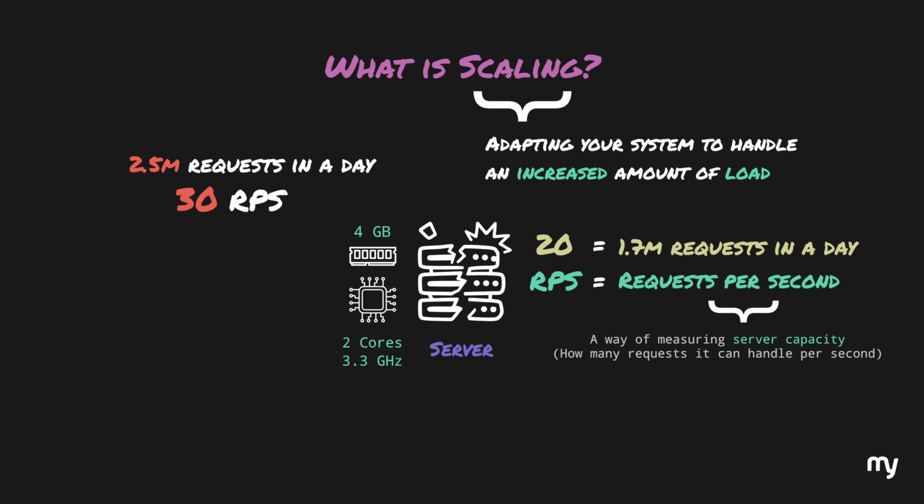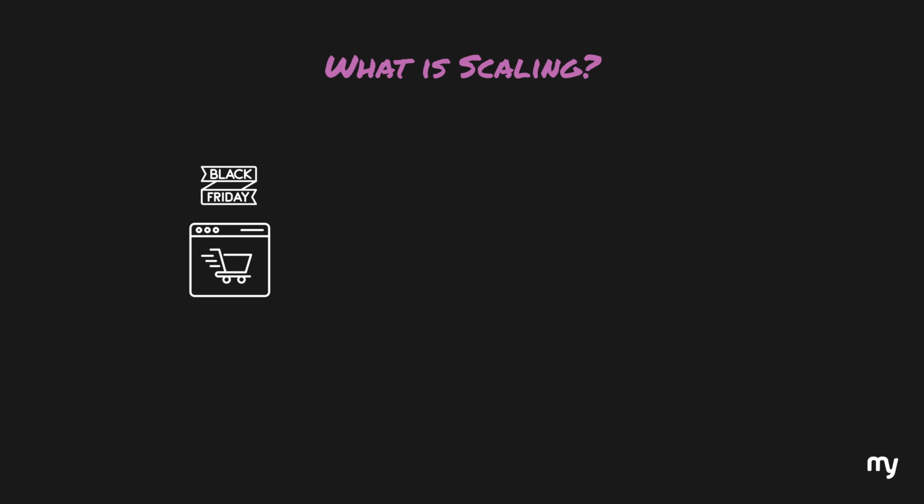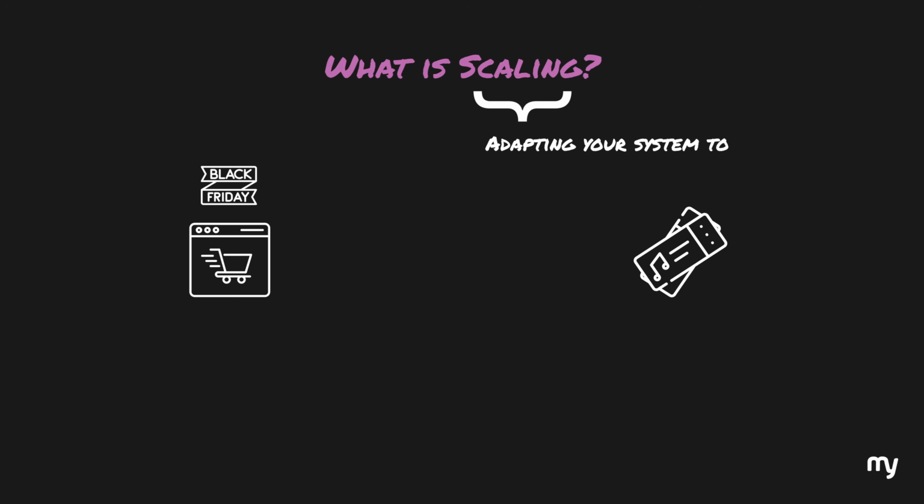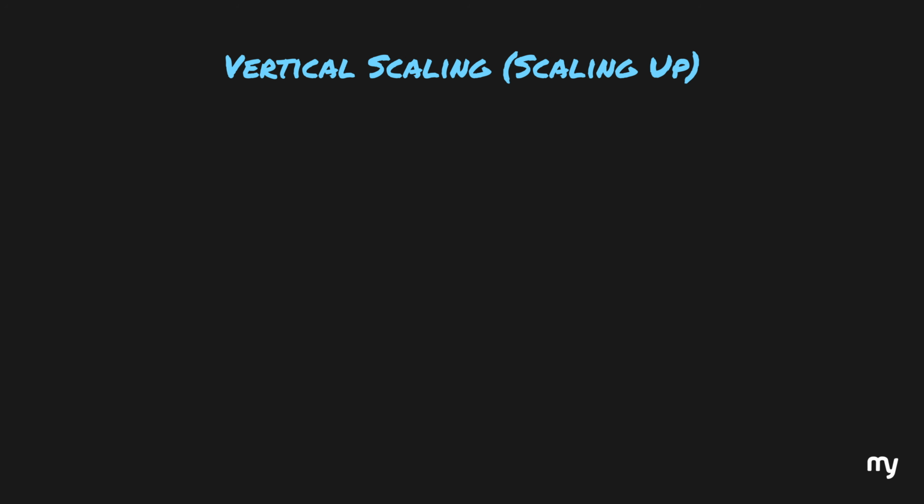These kinds of traffic surges are incredibly common. Think about an e-commerce website during Black Friday sales or a ticket booking platform during the release of concert tickets for a global superstar. So how do we prepare for this? The solution lies in scaling, which is adapting your system to meet the growing demand. So let's start first with vertical scaling.